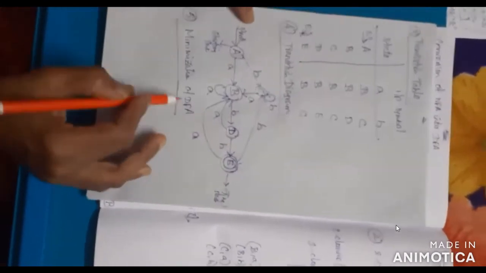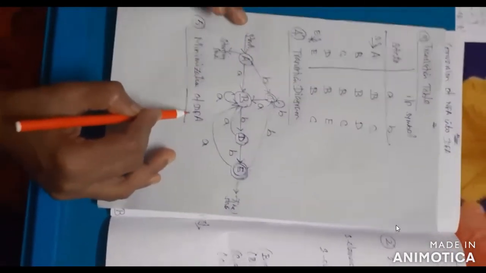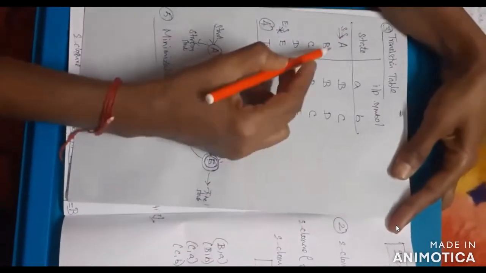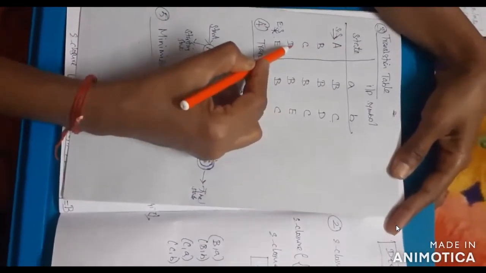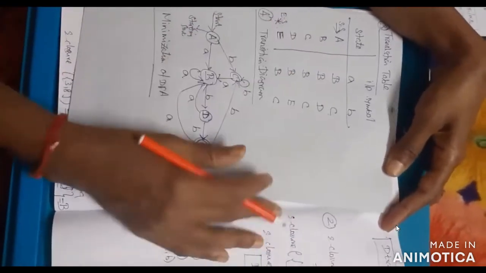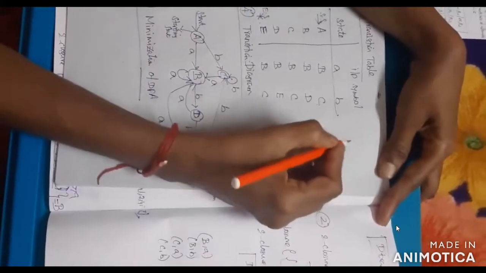So next step, minimization of DFA. How to check for the minimization? Based on the transition table. Check here, you have 5 states: A, B, C, D, E. E is the accepting state, A is the starting state. How to do the minimization?